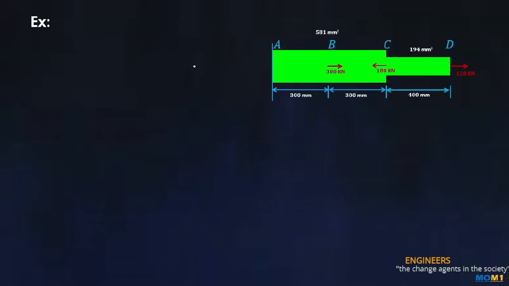Now let's solve an example for the case of deformation under axial loading, and this is the example of multiple sections of the component, and we have to find the total deformation of the component. And suppose this is made up of uniform material, that is steel, with Young's modulus 200 gigapascal.